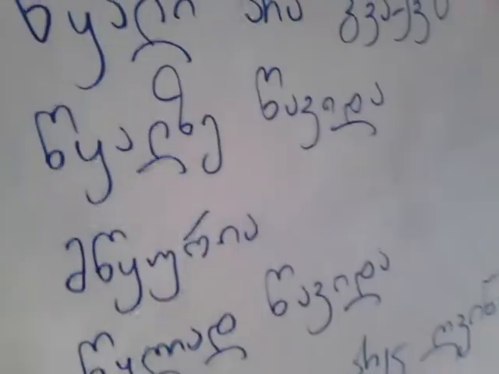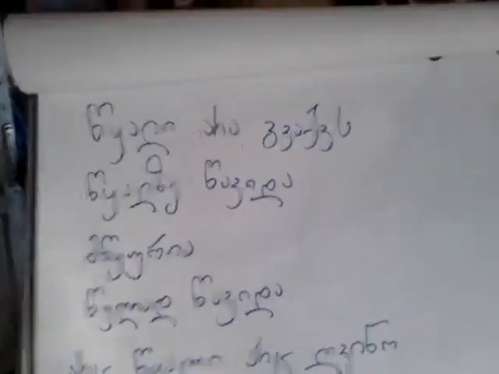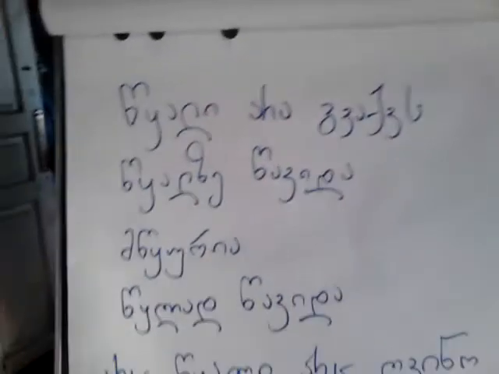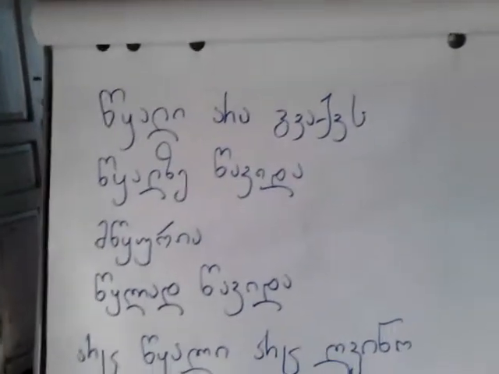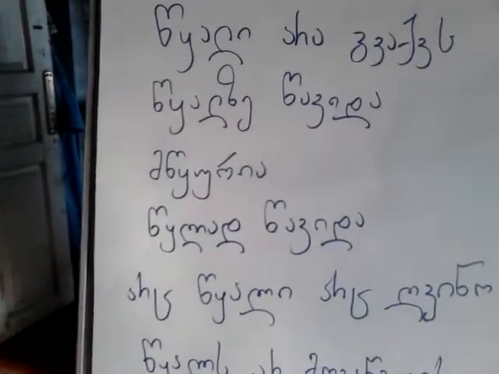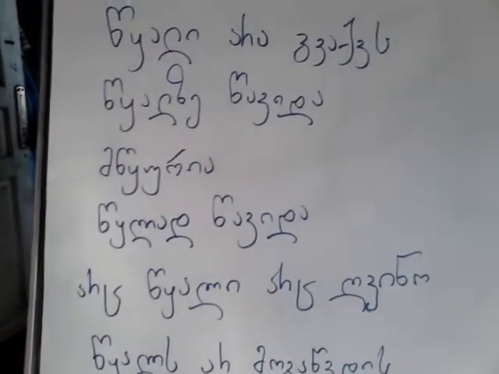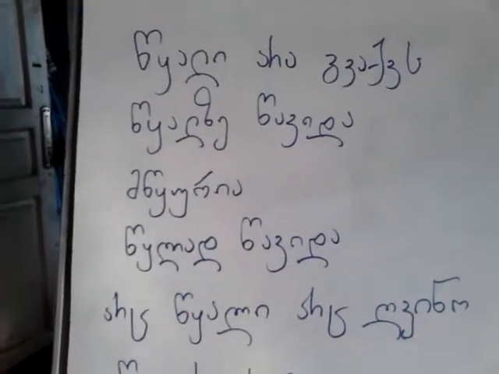On the next page we have some sentences with წყალი. წყალი არა გვაქვს. That means we don't have water. წყალზე წავიდა. She or he went to collect water. წყურია. I'm thirsty. წყლად წავიდა. So it went wrong. It means it's too watery. It doesn't have any taste anymore.